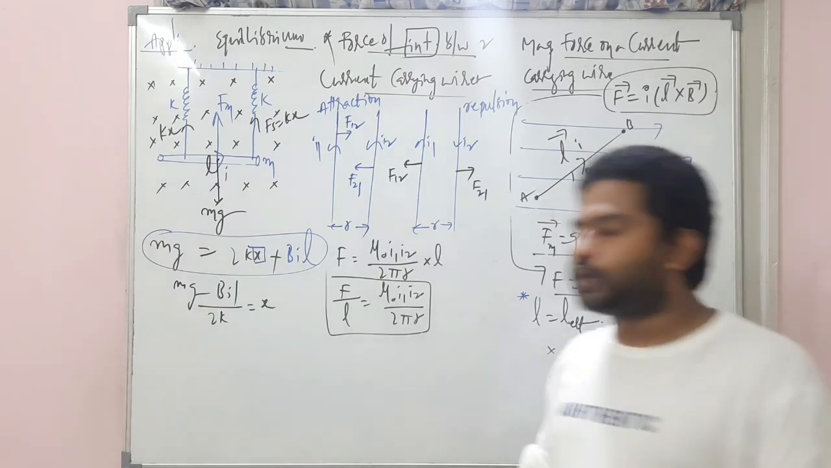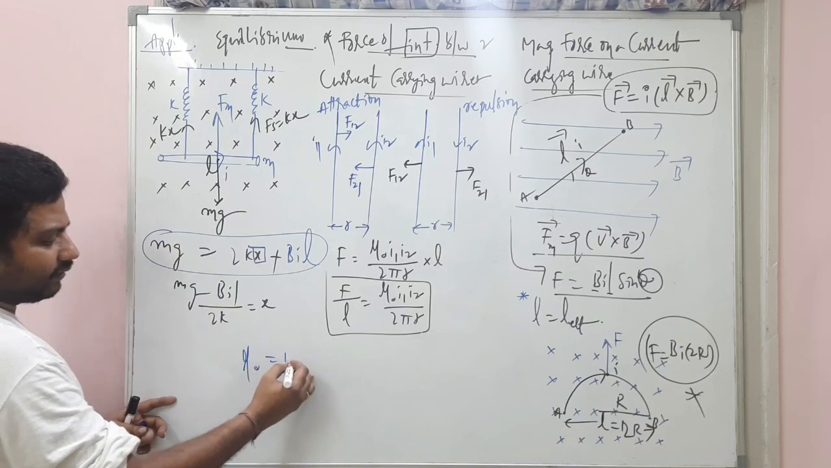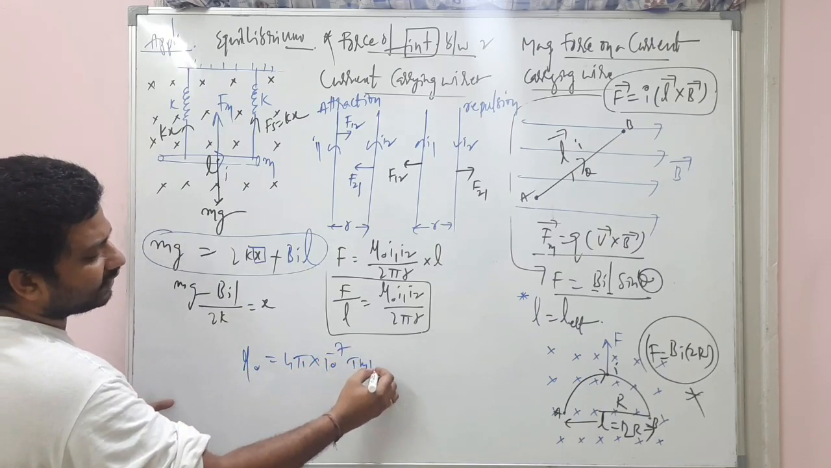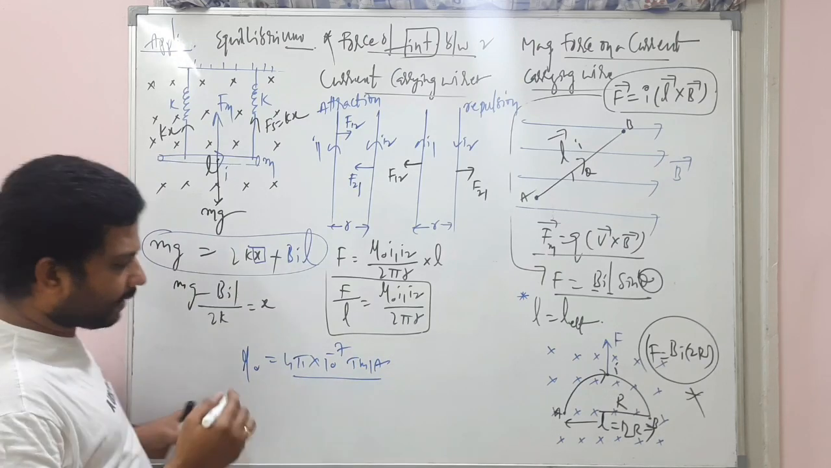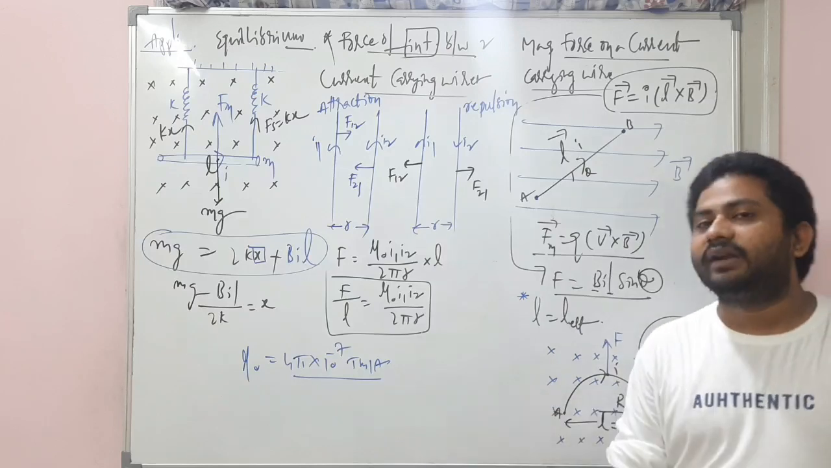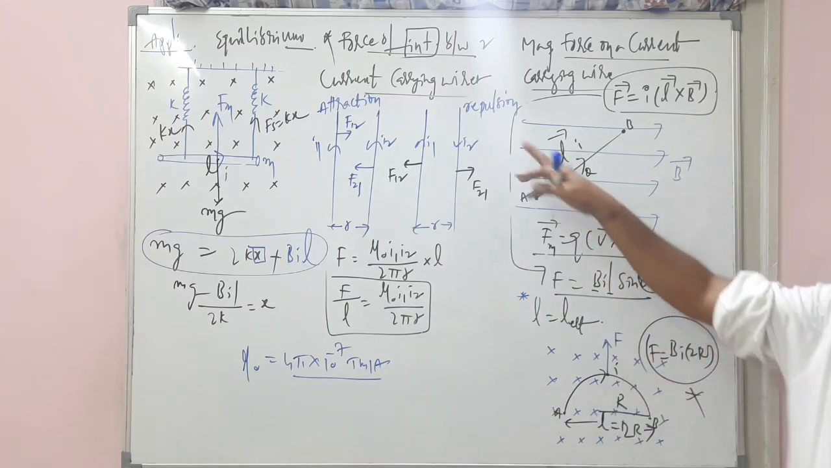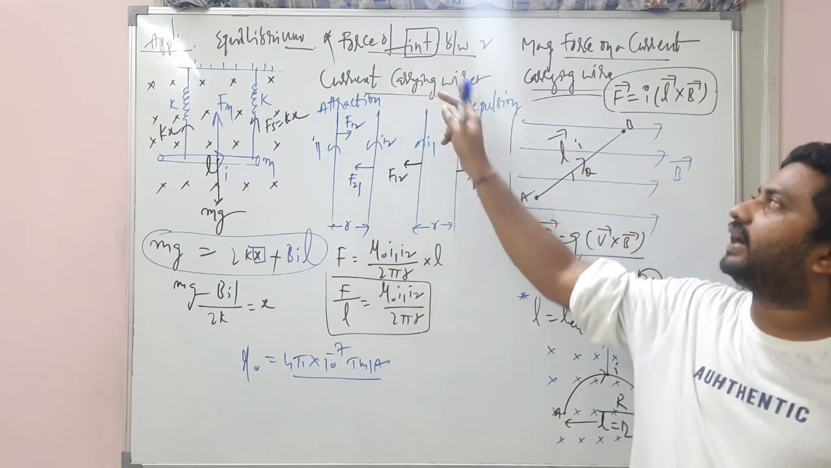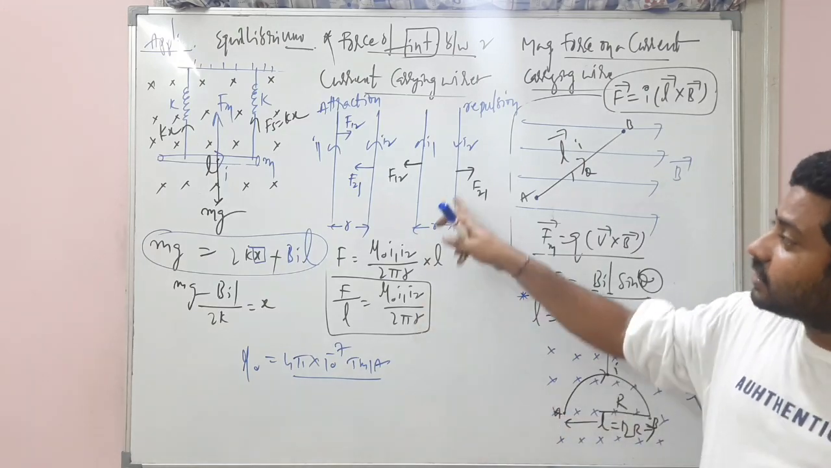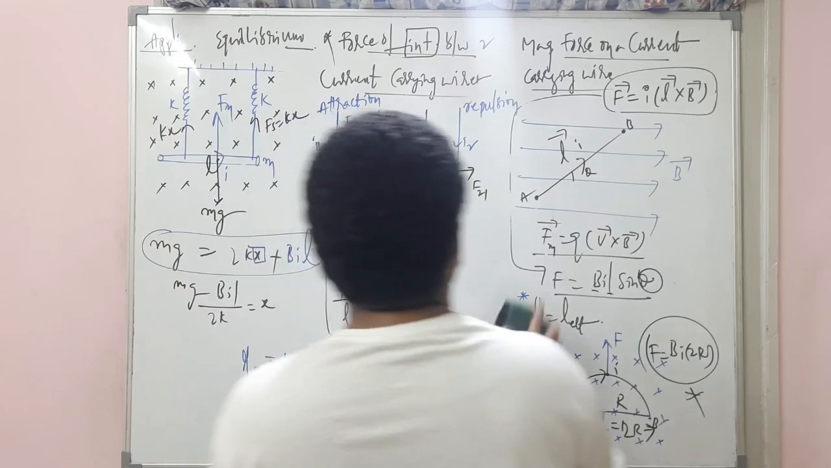The force of interaction between these two wires per unit length is mu naught I1 I2 by 2 pi r. So mu naught value, I hope you remember, but still I would like to write here: 4 pi into 10 raised to minus 7 Tesla meter per ampere. Okay, so this is how the force of interaction between two current carrying wires we can discuss. And there are some more applications here, so that we will learn.